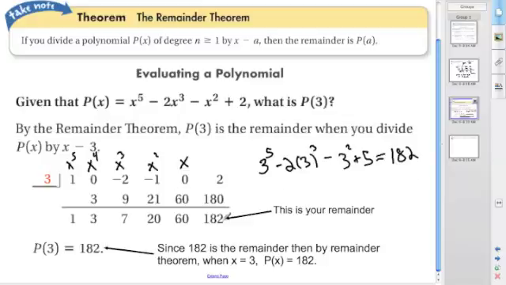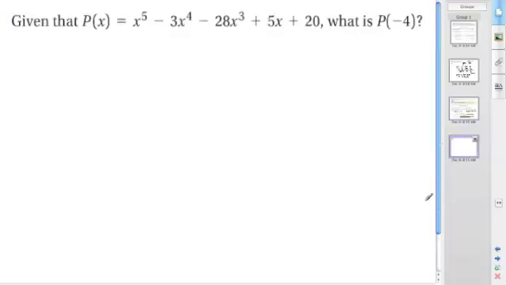It's nice to know what this remainder actually means. It means that when you have p of 3, it's 182. So your remainder in this case is your polynomial evaluated at that number. So let's put it into use.